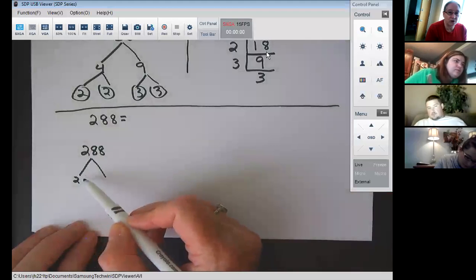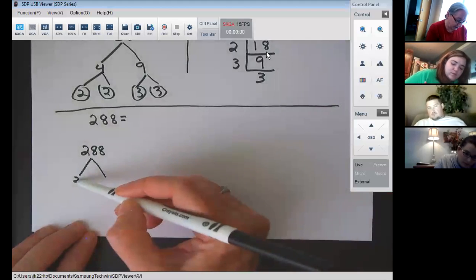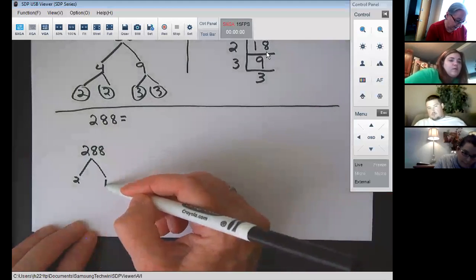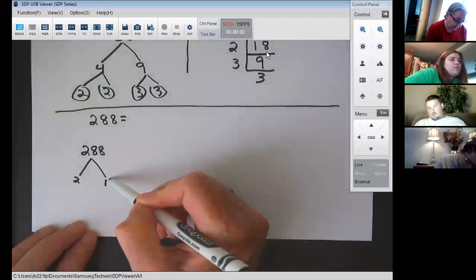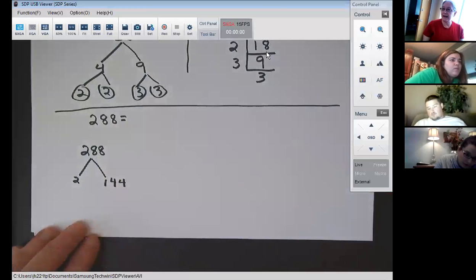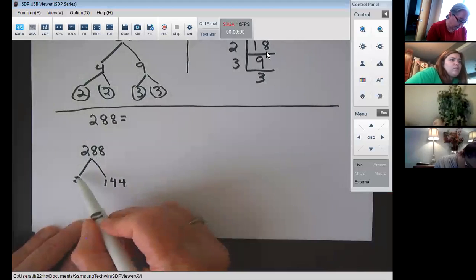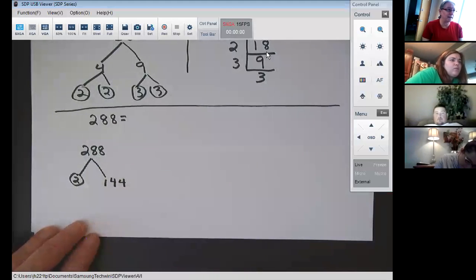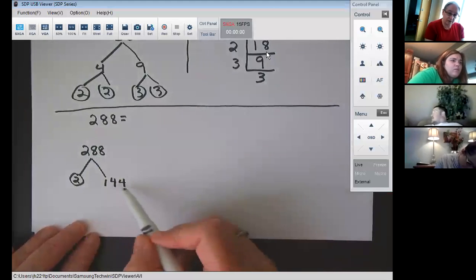I can do something called short division to do this. I notice that 2 will go into 2 1 time, 2 will go into 4 4 times, 2 goes into 8 4 times. So that's a simple enough problem. I could actually just kind of do that in my head in a way. All right, I'm going to circle that 2 so it doesn't get lost because that's a prime number. And now I've got 144.